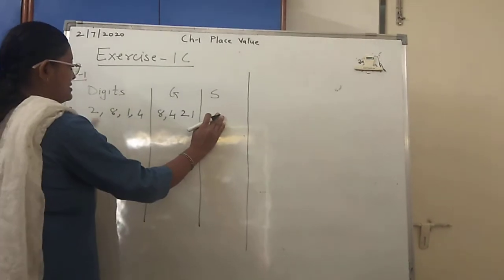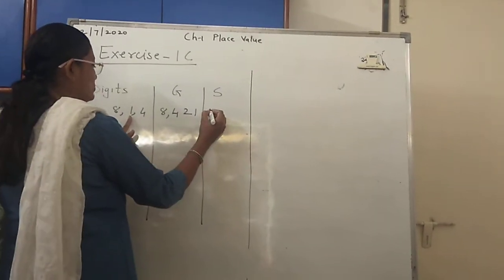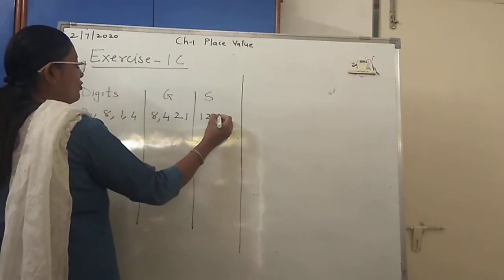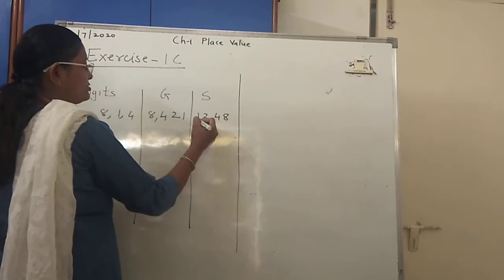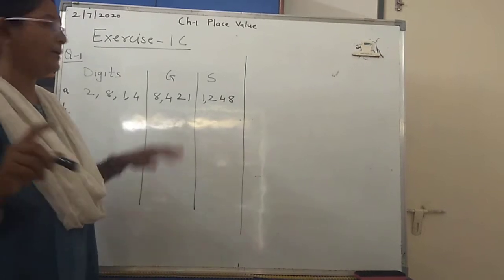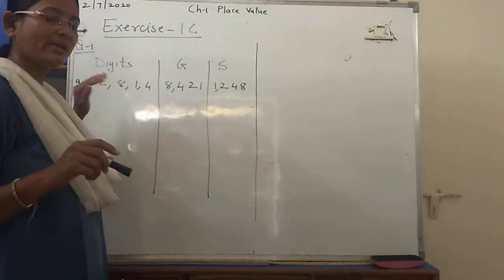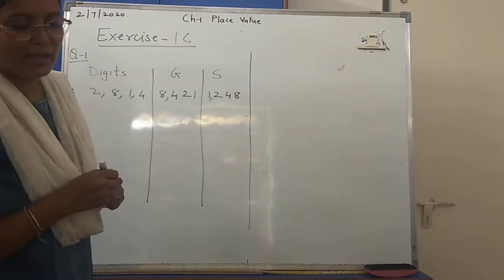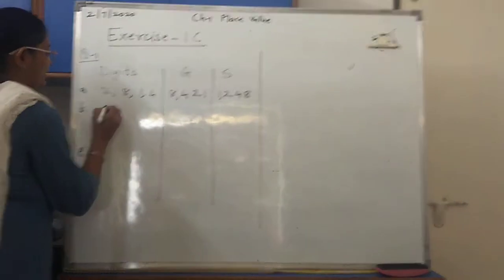Same way the smallest number, the smallest digit you have to use first: 1, 2, 4, 8. 1248, right? Here in this question you don't have to repeat, you have to use the number of digits which are given here, okay? Same way B is 9607.